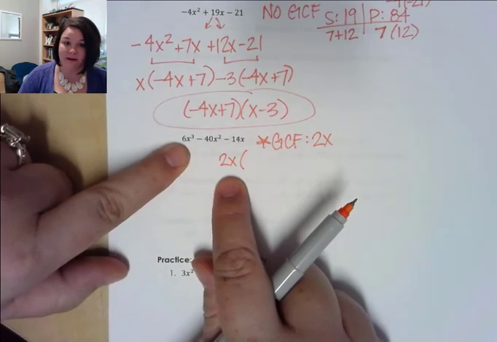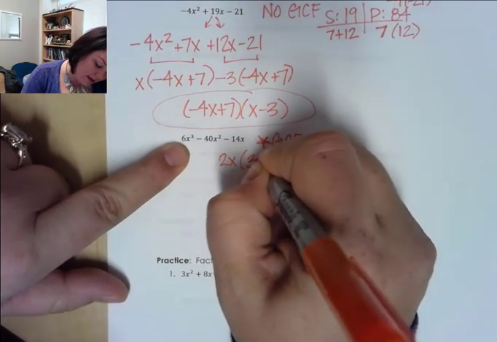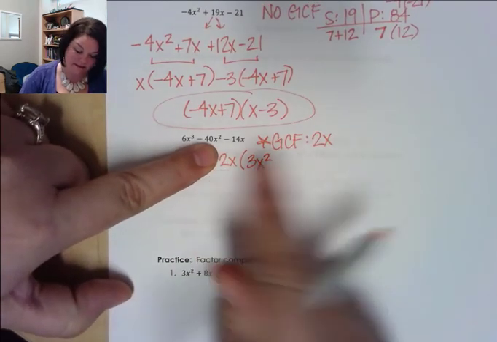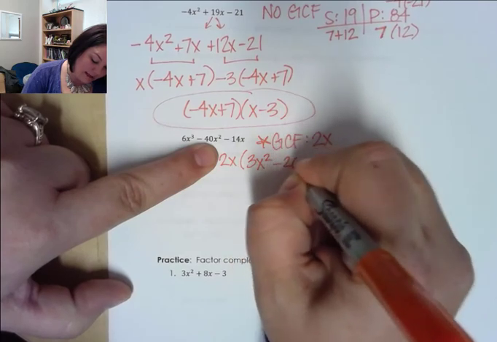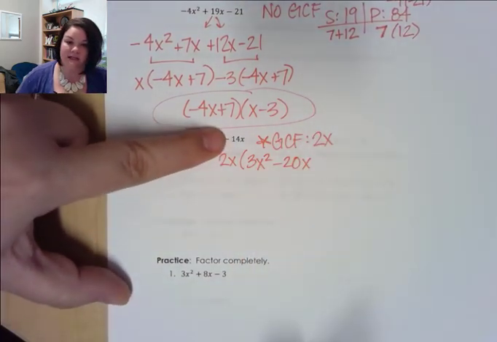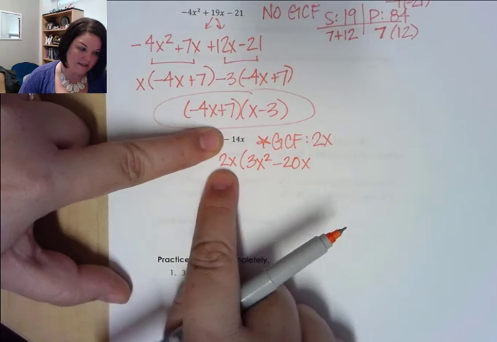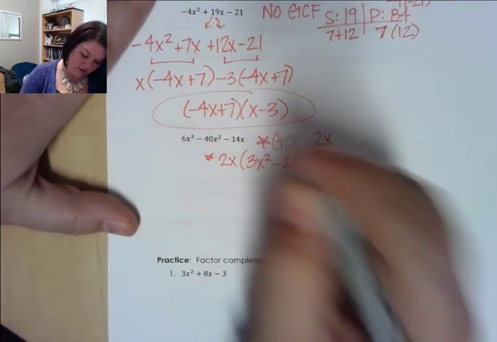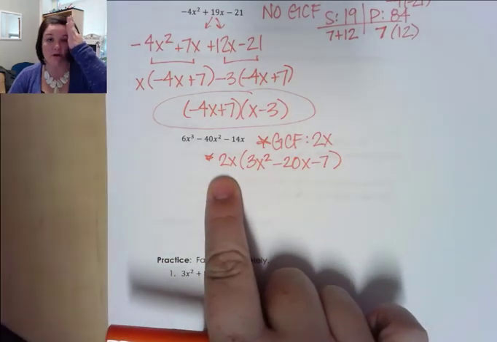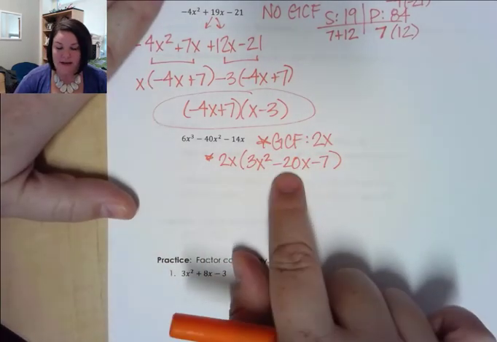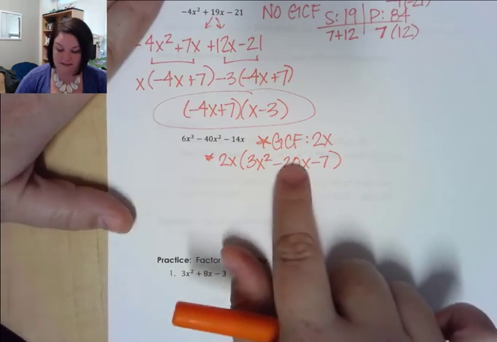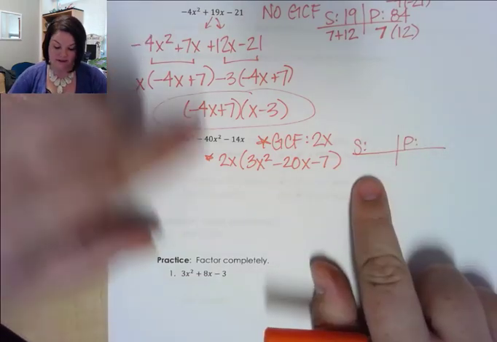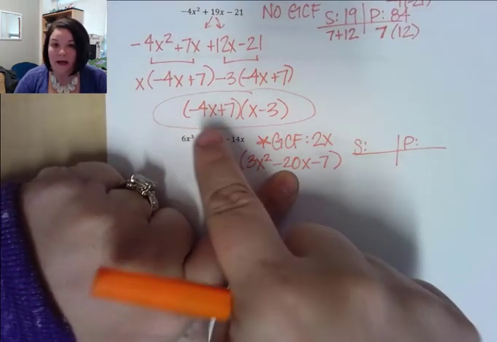6x cubed divided by 2x is going to leave me with 3x squared. Negative 40x squared divided by 2x is going to leave me with negative 20x. And negative 14x squared divided by 2x is going to leave me with a negative 7. Okay, so don't forget about this GCF we have on the front. We want to make sure that ends up on our answer at the end. Okay, so now I want to go ahead and move on to trying to replace this middle term. So over here to the side, I'm going to make my sum product chart. My sum is my middle coefficient. Don't go back to your original.